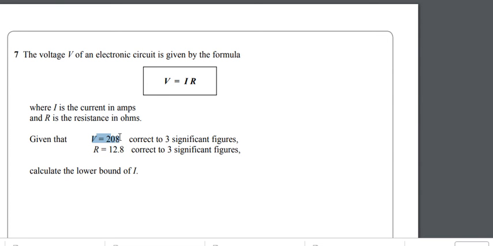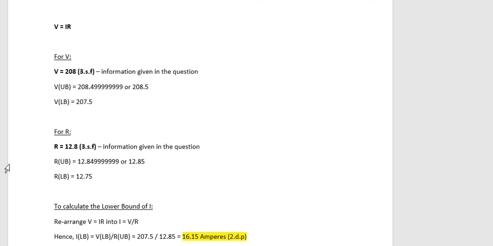It's telling us it's 208 volts, correct to three significant figures, and it's giving us the resistance, which is 12.8 ohms, correct to three significant figures, and it's asking us to work out the lower bound of the current I. So let's see how we go about doing that.